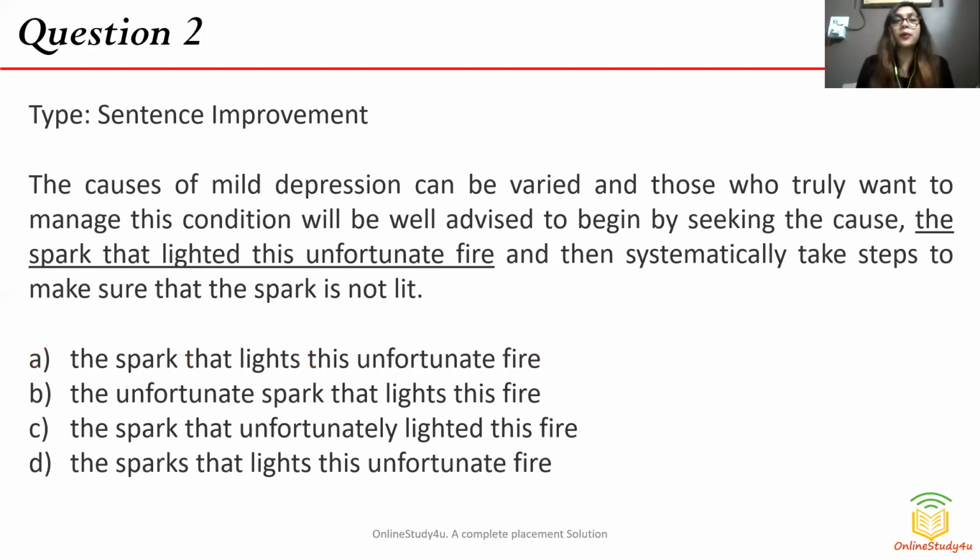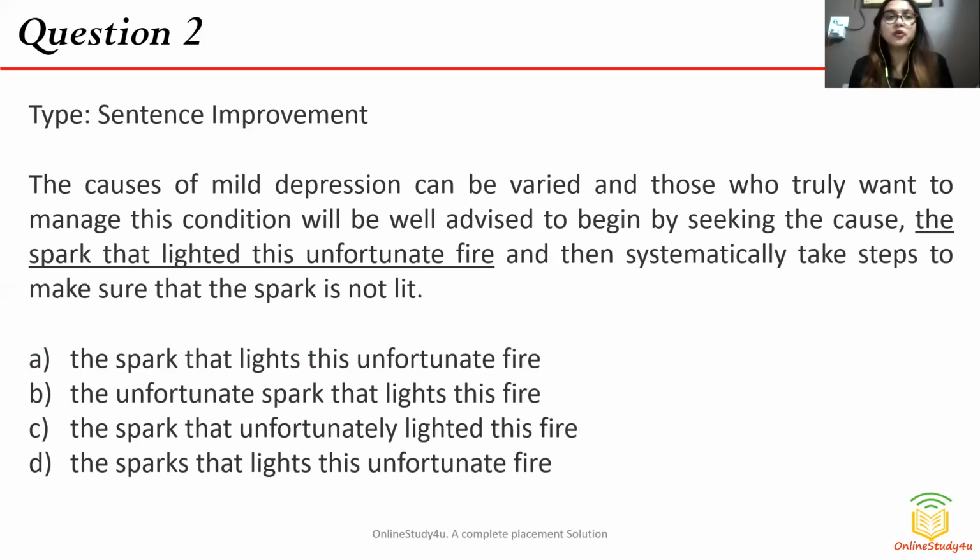So this is talking about mild depression and people who experience mild depression. So it says that the causes of mild depression can be different, and for people who truly want to manage this condition, they want to handle their depression, what they need to do is first understand the cause. They need to understand something that caused this depression to happen, and then systematically take steps to make sure that the spark is not lit, right? So once you've identified what is the cause, then you treat your cause. That's what it means.